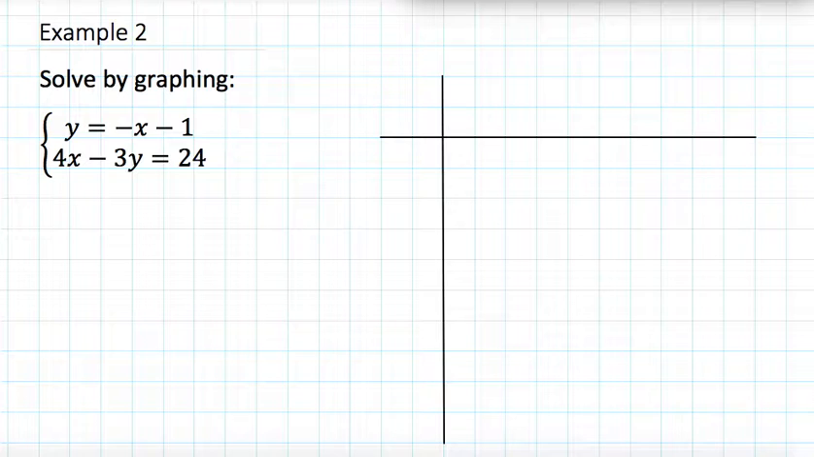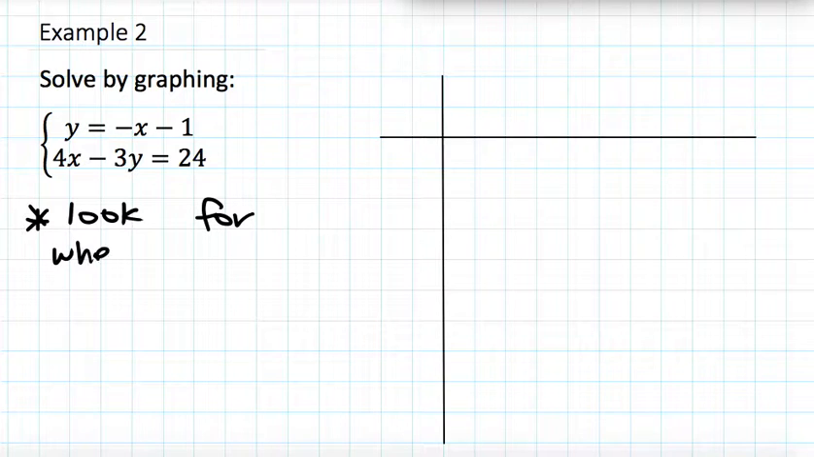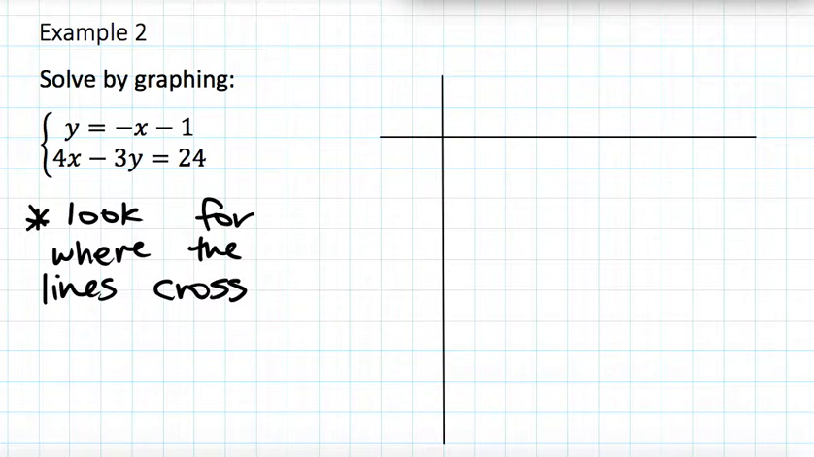It says solve by graphing, and then it has two linear equations with a bracket around them on the left side. Now, when we say solve a system of linear equations, what we're looking for is where the lines cross. So that's the first thing that we want to be aware of. To solve a system by graphing, all we need to do is graph both lines on the same axis, and then we can look for the point where the lines cross.